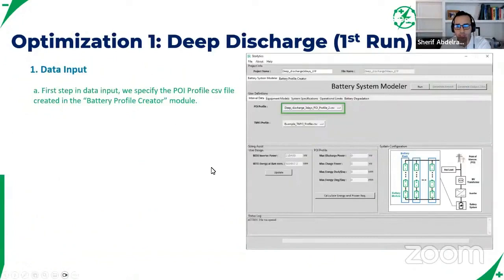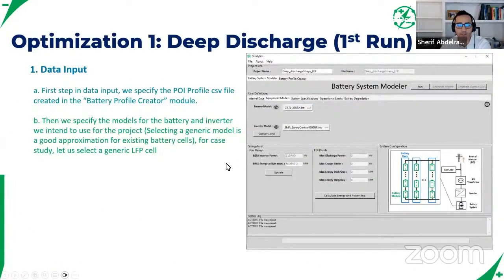So we specify that profile, and then we start filling out the equipment models here. Here we're assuming an LFP battery, in this case CATL's 280 amp hour cell. And the inverter model we're using here, folks might be familiar with it, is the Sunny Central Storage 4600 kVA unit.